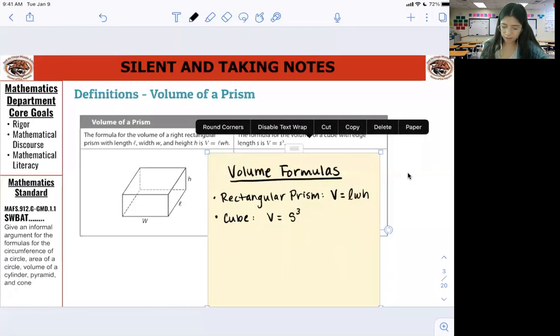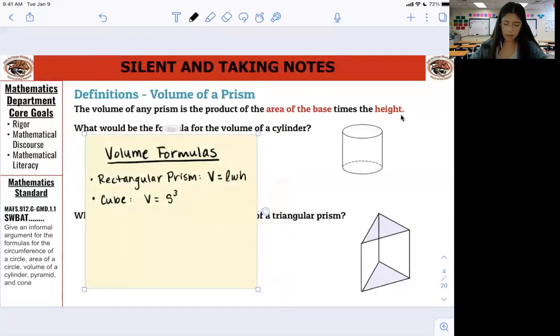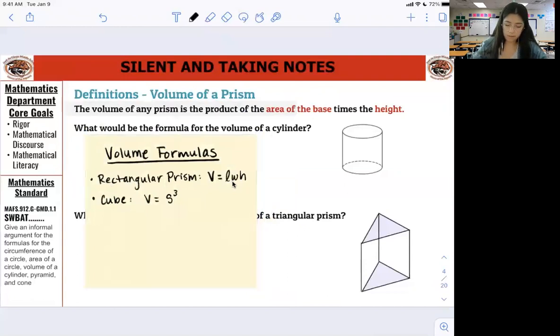Cool. All right. So let's make it a little bit more interesting. The volume of any prism is the product of the area of the base times the height. And let's just go back for a moment. Remember that the area of a rectangle is length times width. So all we're really doing is taking the area and multiplying it times the height for a rectangular prism.